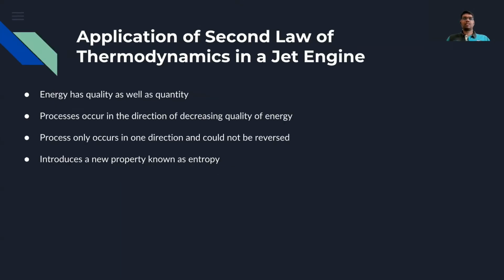Next is the application of the second law of thermodynamics in a jet engine. The second law states that energy has quality as well as quantity. Processes occur in the direction of decreasing quality of energy. Processes only occur in one direction and cannot be reversed. The second law of thermodynamics also introduces us to a new property known as entropy.